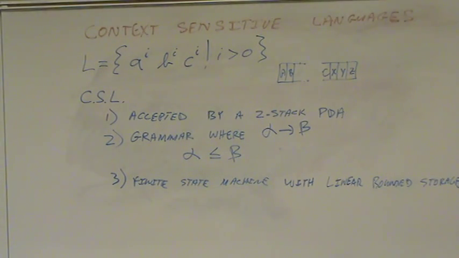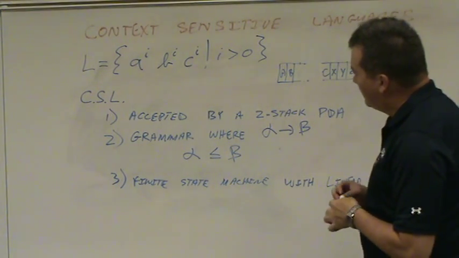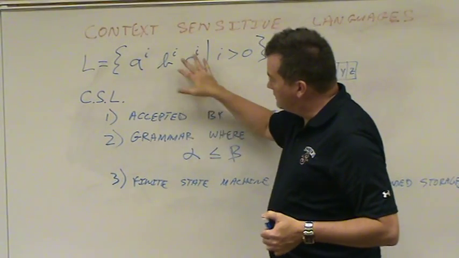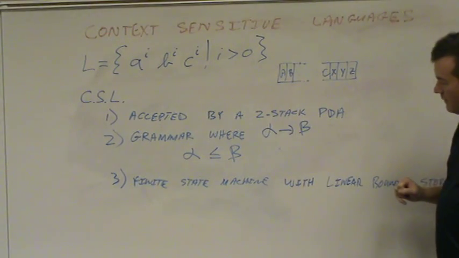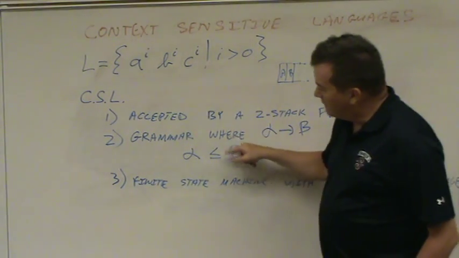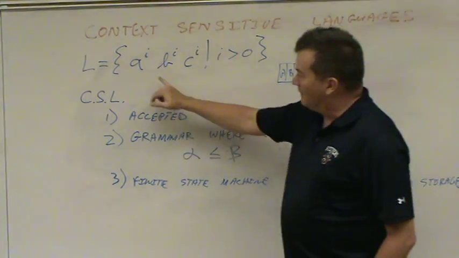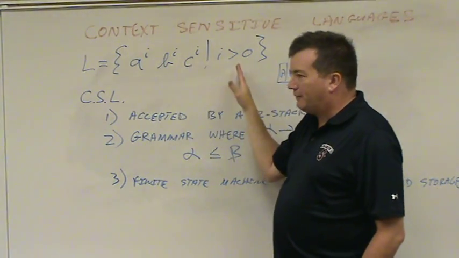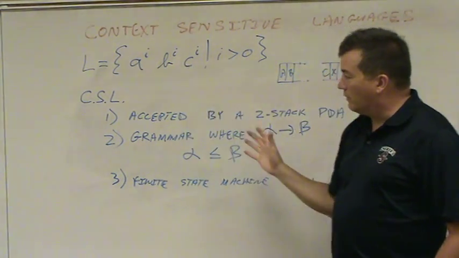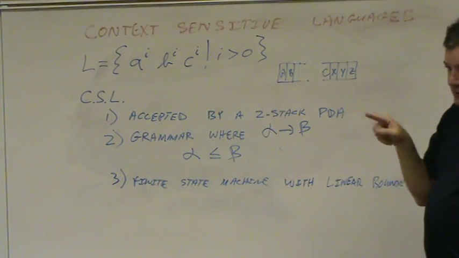Okay. So those are three different ways to describe a context-sensitive language. A context-sensitive language can be accepted by a two-stack push-down automata. When you go to write out its grammar, there's some property about the language, like keeping counts of where things are, or things are only acceptable if there's stuff after it, or only acceptable if there's stuff before it. Where these things appear is in context to other things in the word.